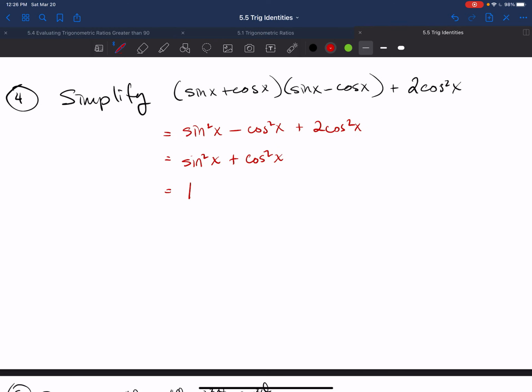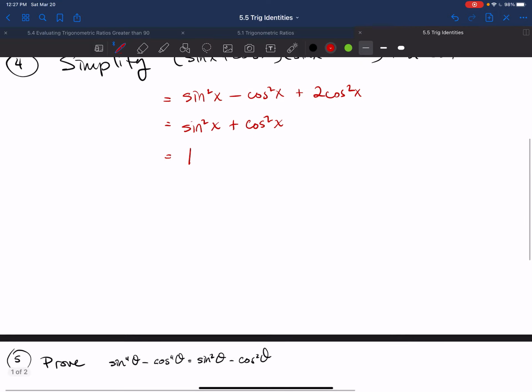So that's simplifying. Sometimes you'll have to simplify. Once you've expanded, you got to simplify. Then you might have to factor again. Like, it just depends on the situation. But these are all tools that you need to bring into every single identity you try to prove.